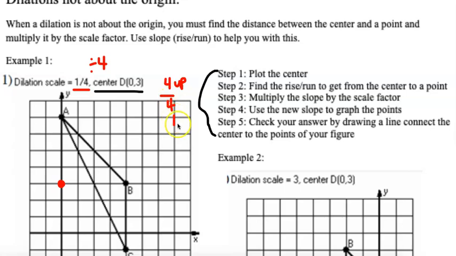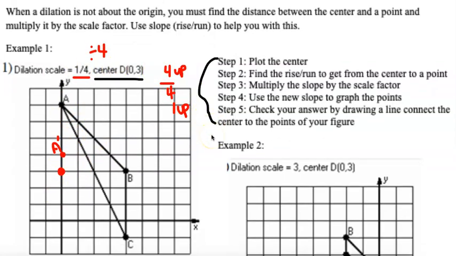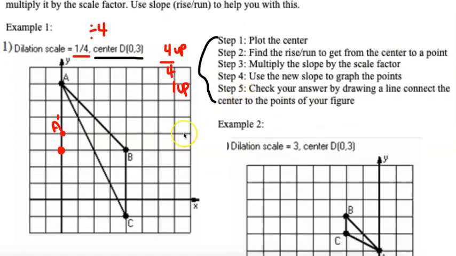So instead of going 4 up, I'm now going to go 1 up. So I'm going to start at my center always, and then go in that direction 1 up. So there is my new A prime. Okay, so instead of going 4 up from the center, I just went 1 up from the center because a fourth of 4 is 1. Okay, if it's in a nice vertical line, it's not too bad.